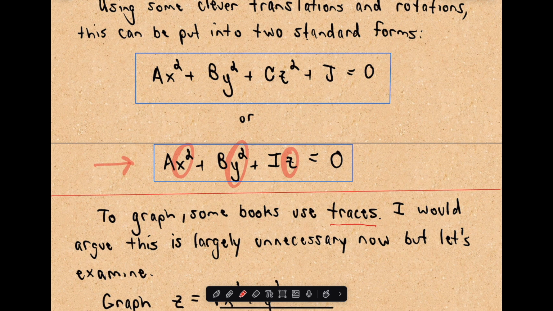So for example, I could have had an expression of the form ax, so that's my variable to the first power, by squared plus iz squared equals 0. That would still correspond to this second form. So again, you've got two variables squared and one of your variables is to the first power. Maybe just worth pointing that out. And again, that's just going to rotate your object in that XYZ plane.